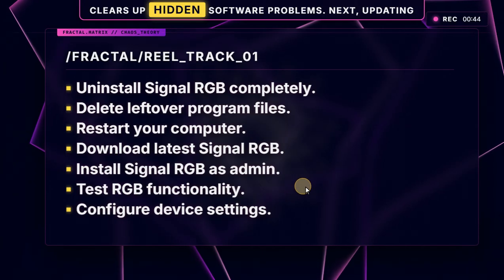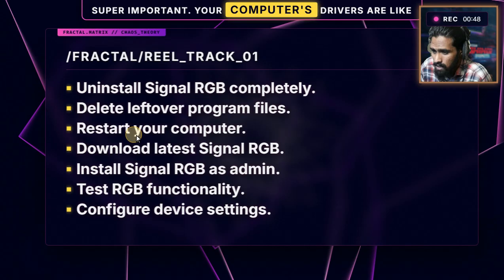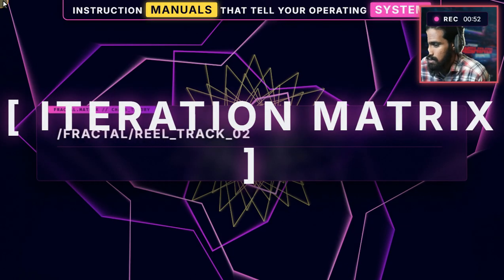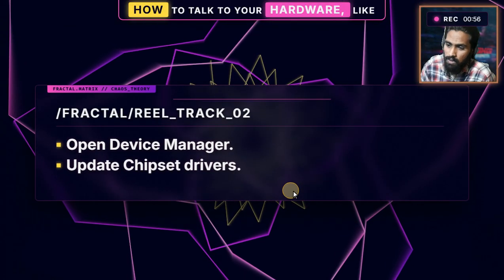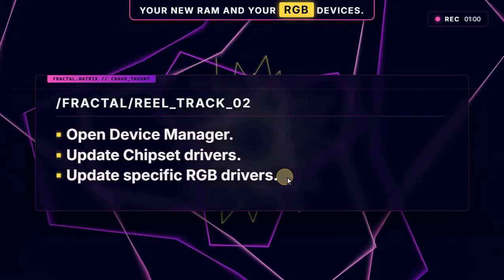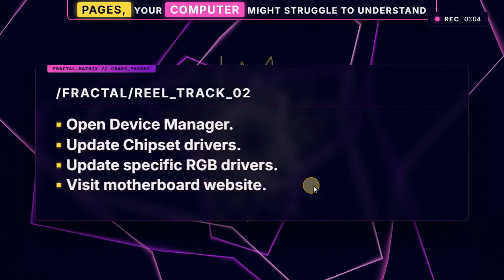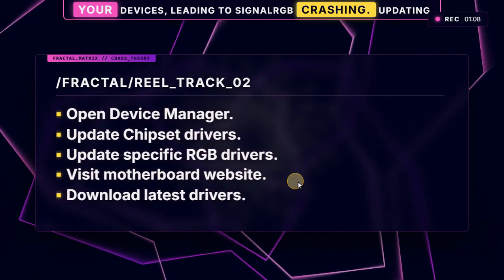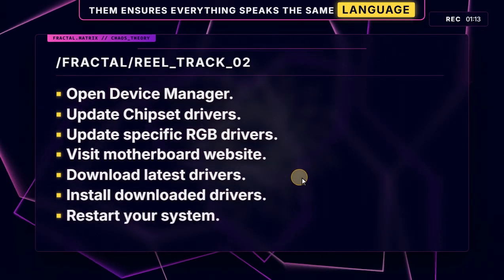Next, updating your chipset and RGB controller drivers is super important. Your computer's drivers are like instruction manuals that tell your operating system how to talk to your hardware, like your new RAM and your RGB devices. If these manuals are old or missing pages, your computer might struggle to understand your devices, leading to SignalRGB crashing. Updating them ensures everything speaks the same language smoothly.